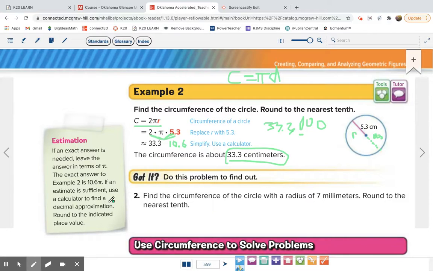I like how this explains, it says if you're asked for an exact answer, leave it in terms of pi, which means your final answer would just be 10.6 pi, because it means it's 10.6 times whatever pi is, to be exact. Okay, because this technically is an approximation. So what I want you to do is you're going to try number 2. Find the circumference of a circle with a radius of 7 millimeters, round to the nearest tenth, and then I will go over it with you.